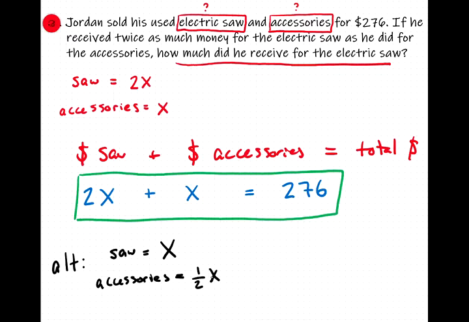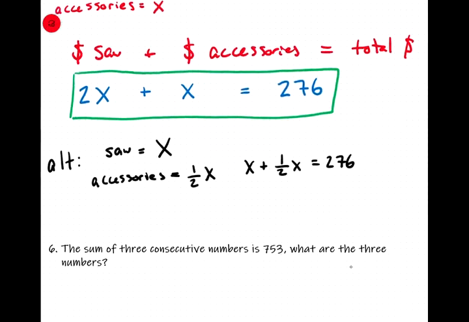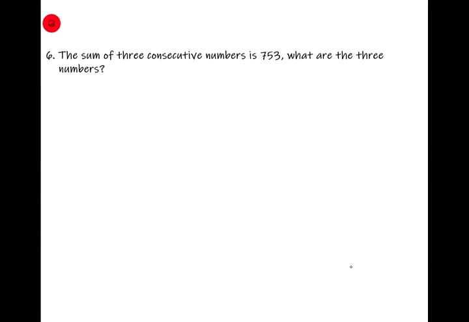All right, so just another way of setting up the problem, then it would be X plus 1/2 X equals 276. We would get the exact same answer for the money received for the saw if we did it this way, or the original way that I had in red. All right, so just keep in mind that when I give a solution, it's not necessarily the only solution to the problem.